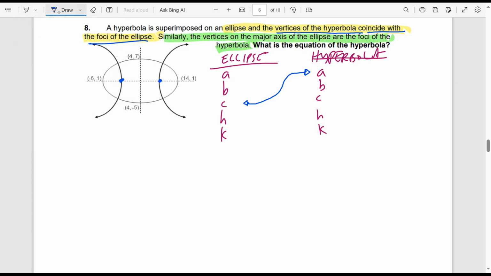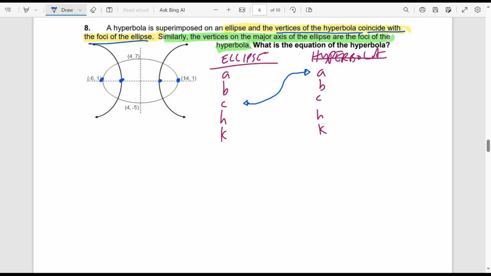And again, I would just do it piece by piece. It's a lot to read through: the vertices on the major axis of the ellipse are the foci of the hyperbola. Lots of discrete vocabulary right there. Okay, so the vertices on the major axis, where the heck is that talking about? It's talking about that right there.